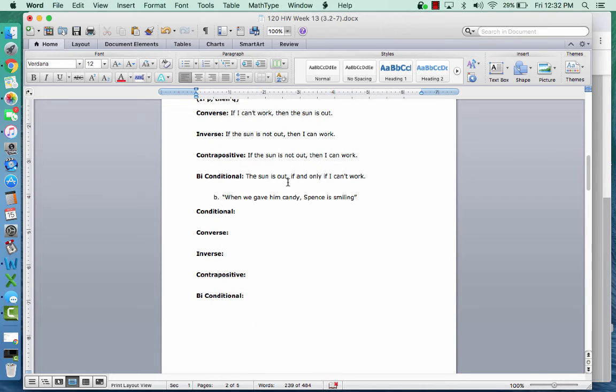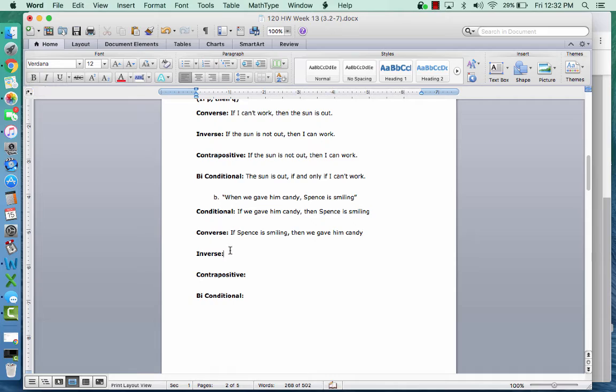Okay. Next one is when we give him candy, Spence is smiling. So the when, just like here, is basically the same thing as if. So this is basically if we give him candy, then Spence is smiling. That's the conditional here. So gave him candy is P, Spence is smiling is Q. So the converse is going to be the reverse of that: if Spence is smiling, then we gave him candy.